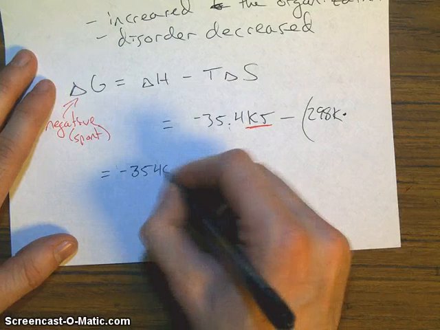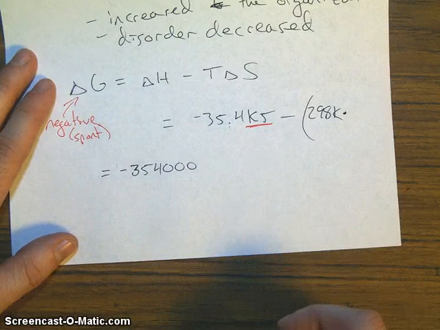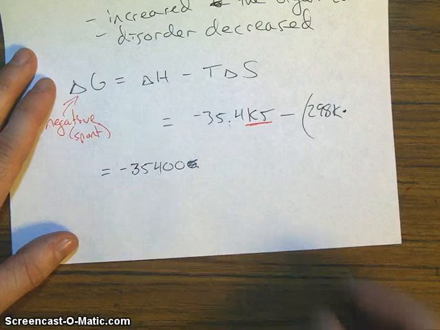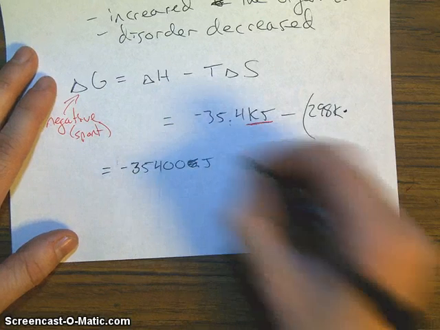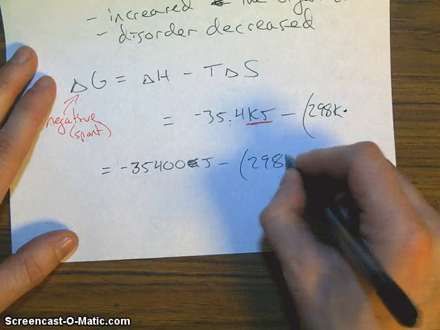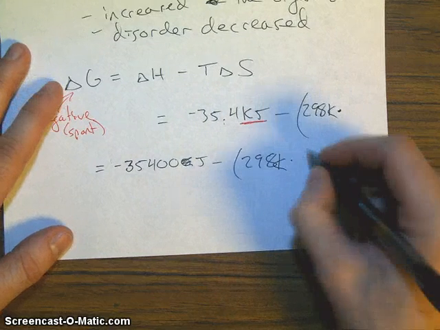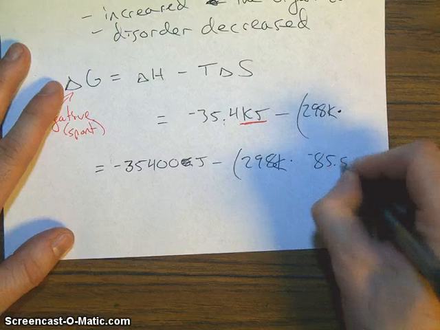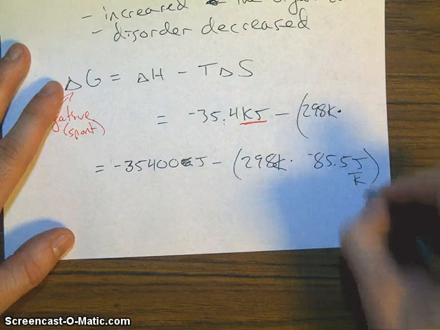So that's now in joules. Wait, no. One too many zeros. I said it right, but I wrote it wrong. So that's now in joules minus the 298 Kelvin times a negative number in this problem, which is negative 85.5 joules per Kelvin. I know there's lots of different ways to write it out.